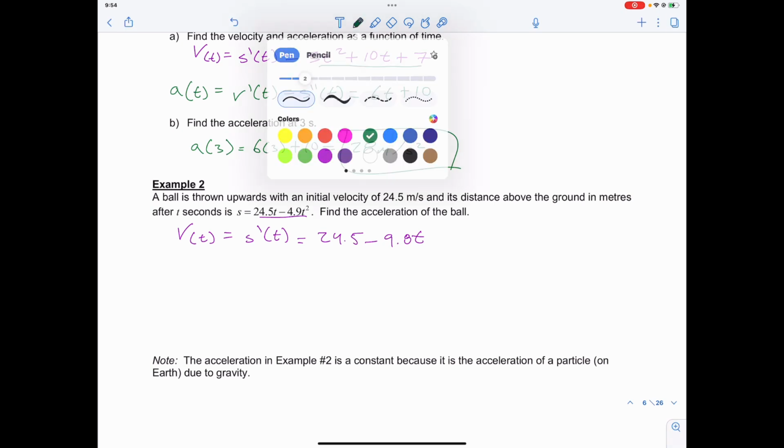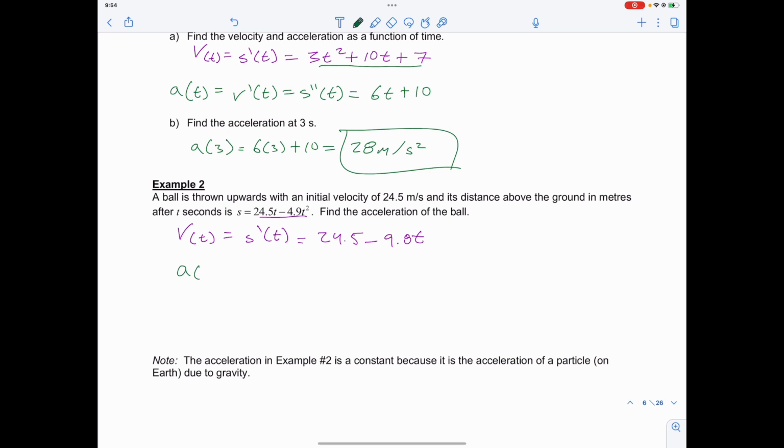When I find my acceleration, I'm taking the derivative of the velocity, or the derivative of this, which is going to give me negative 9.8 meters per second squared. Now, anybody who's taken physics should recognize this as just the acceleration due to gravity on Earth, just rounded to the nearest tenth instead of the nearest hundredth, like you usually use in physics.